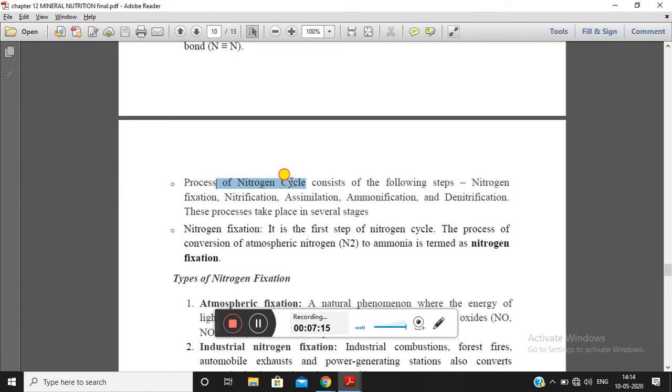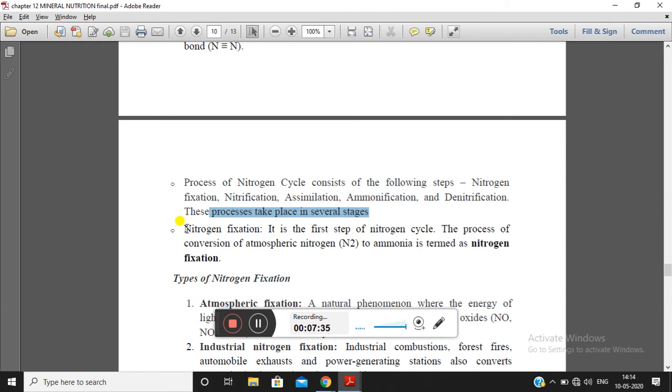The nitrogen cycle consists of the following steps. The first step is nitrogen fixation, then nitrification, followed by assimilation, ammonification, and denitrification. These processes also take place in several stages.